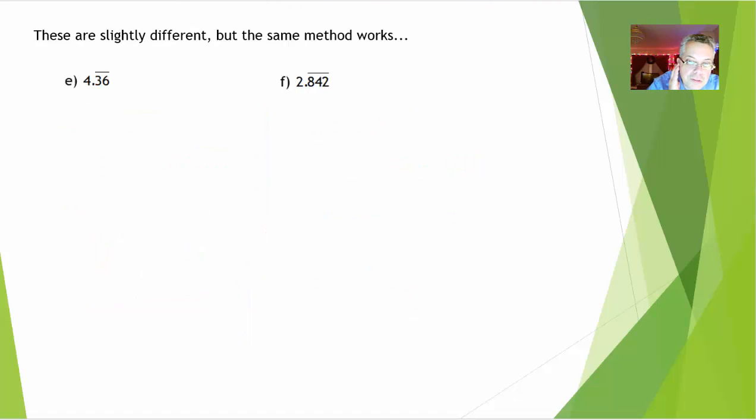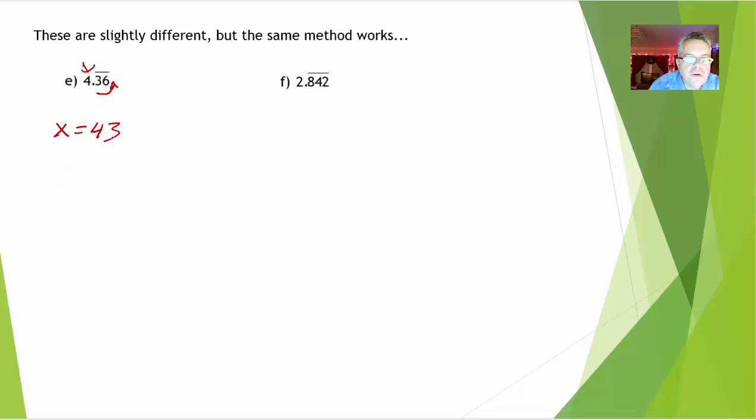Now, I have these 2 are slightly different. They're slightly different because the whole number part is non-zero. So this part right here, this wasn't here before. But you know what? We're going to do the same trick. The same trick is to multiply by something. It'll give us the same repeating decimal. So again, we want to multiply this by something that moves it 2 places. We're going to multiply it by 100.